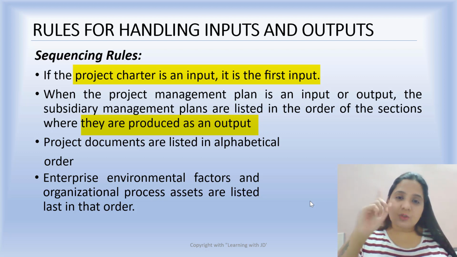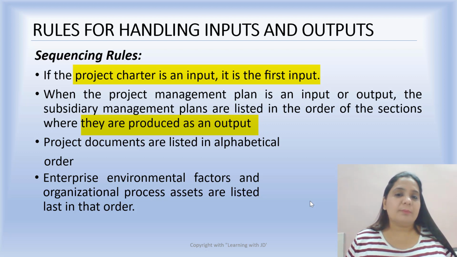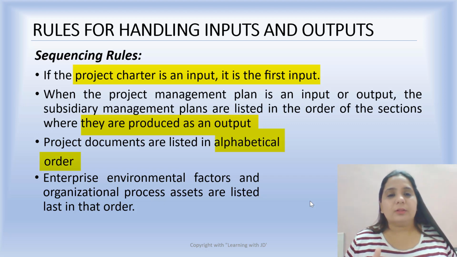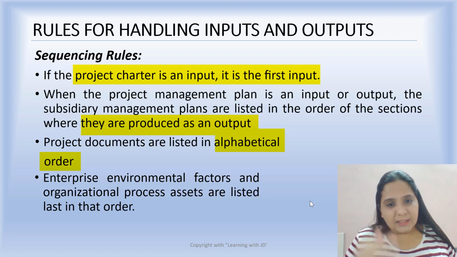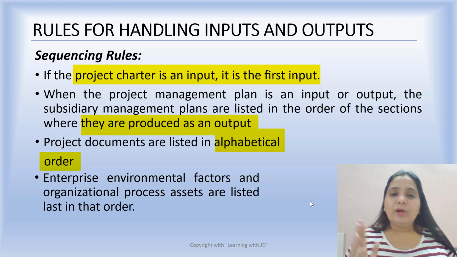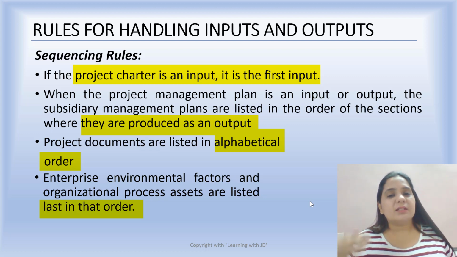If the first one is scope, it will be scope management plan, schedule management plan, cost management plan, and so on. Project documents are listed in alphabetical order. That is again a sequencing rule that is laid for handling inputs and outputs. Enterprise environmental factor and organization process asset are listed last in that order. It is always last in the order.